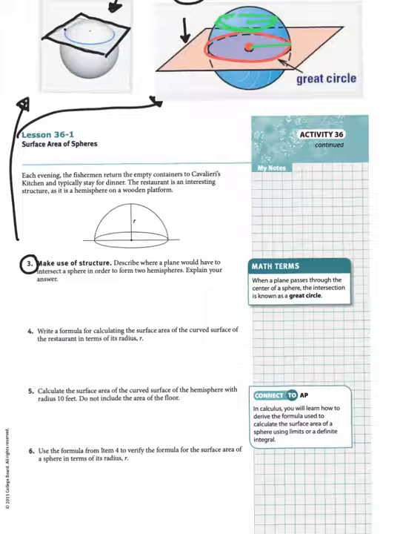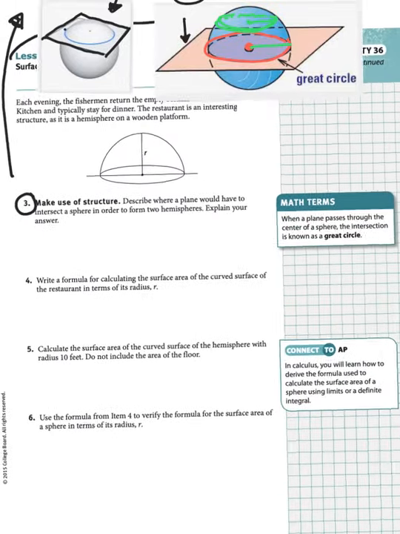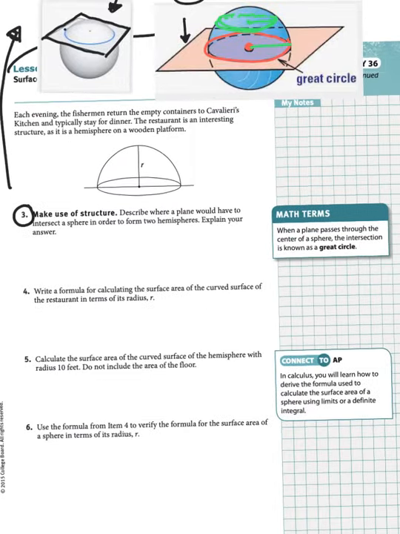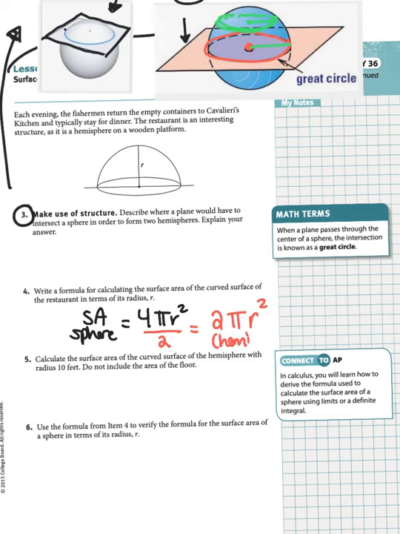Okay, going back then to step 4, if we wanted to write a formula for calculating the surface area of the curved surface of the restaurant in terms of the radius r. Well, remember that the surface area of a full sphere is 4 pi r squared. If this is a hemisphere, we're going to divide that by 2, which means we could simply use the formula 2 pi r squared for a hemisphere.